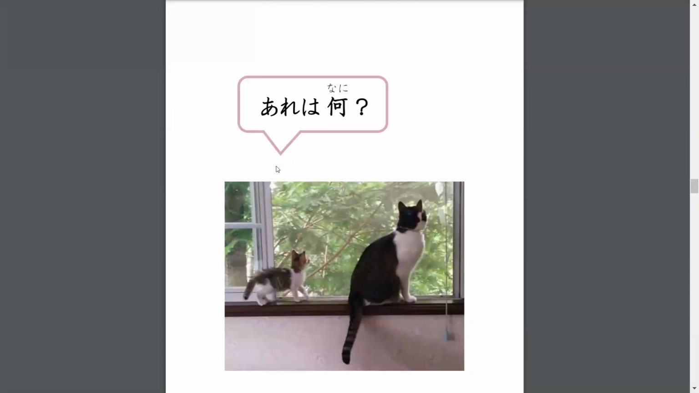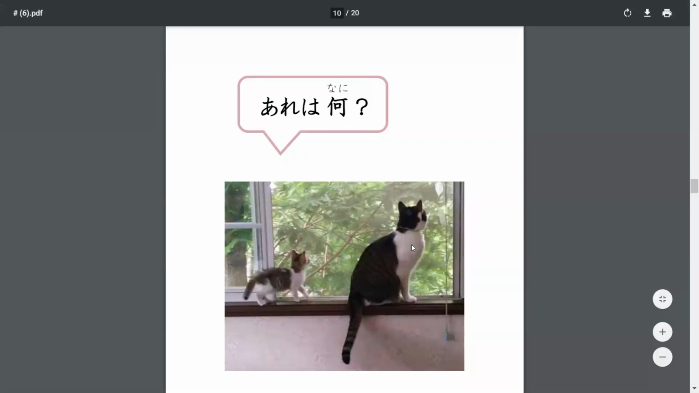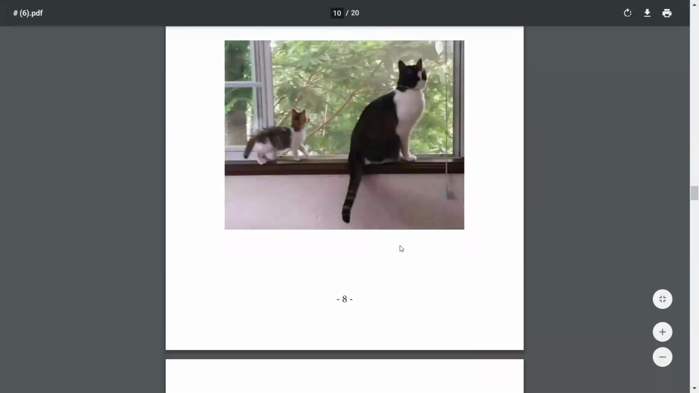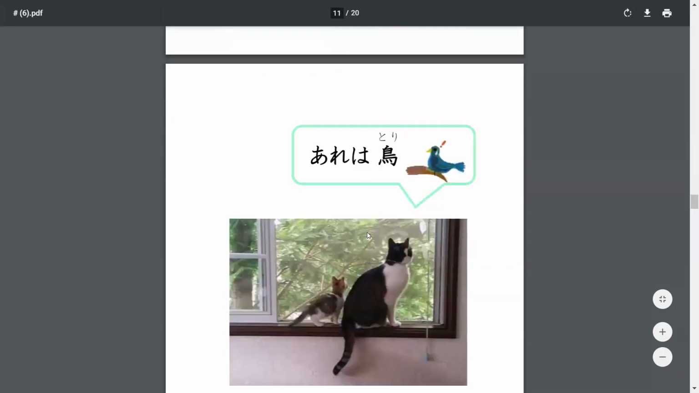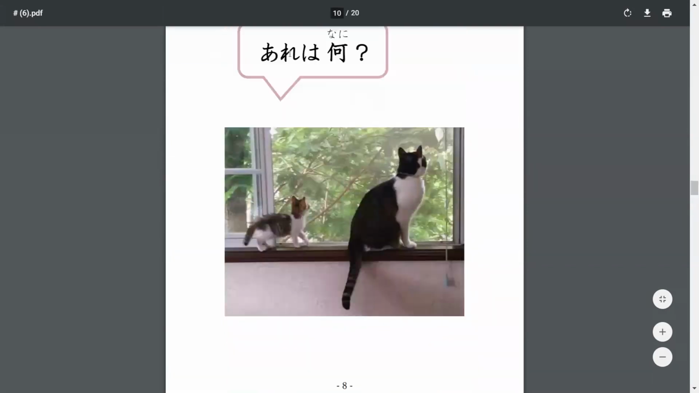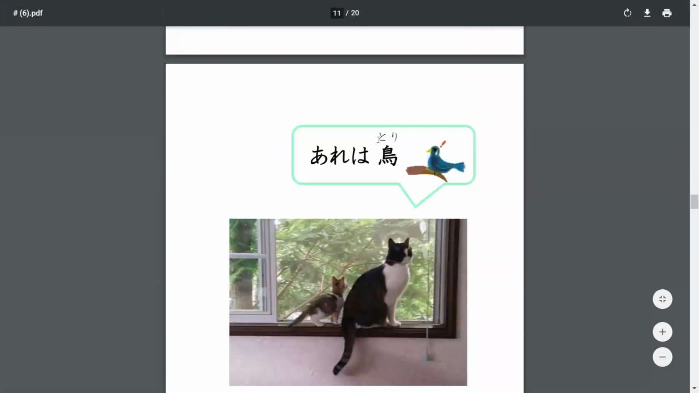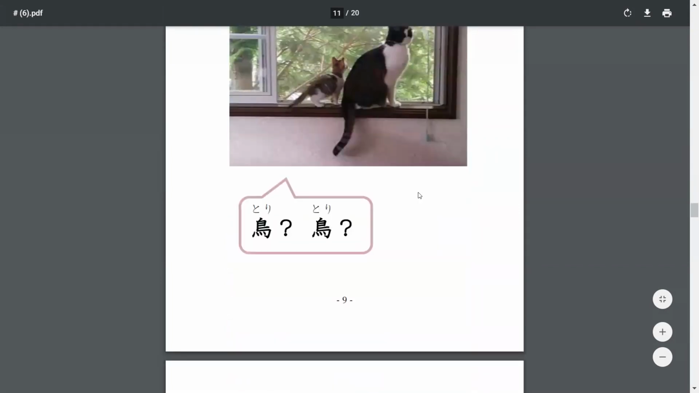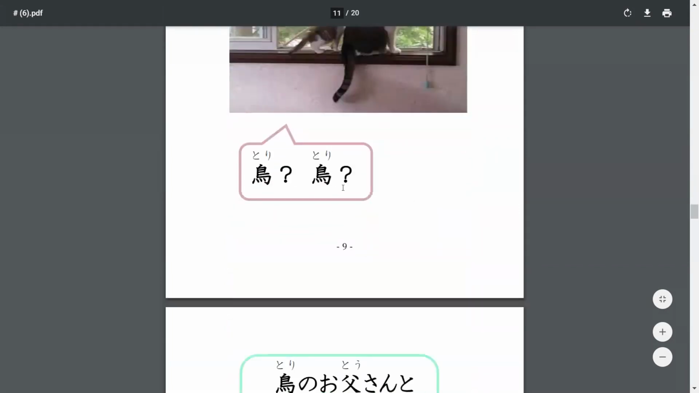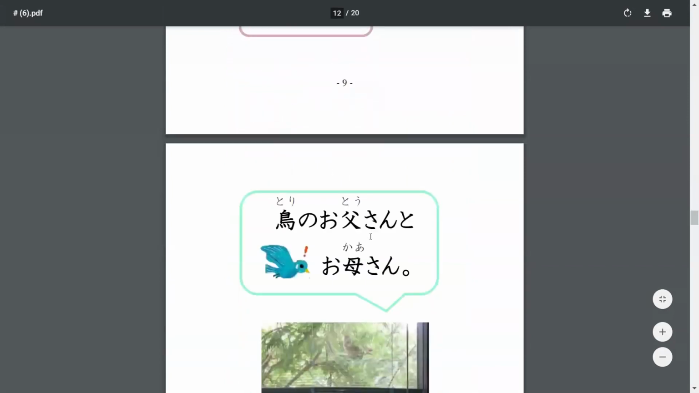Arewa nani? Okay. So the small cat is asking the big cat, what is that? What is over there? Then he said, you see, he used arewa nani, so the other person will also use arewa tori as the answer, because they are both far from the bird. Tori means bird. Tori, tori, so he has no idea.